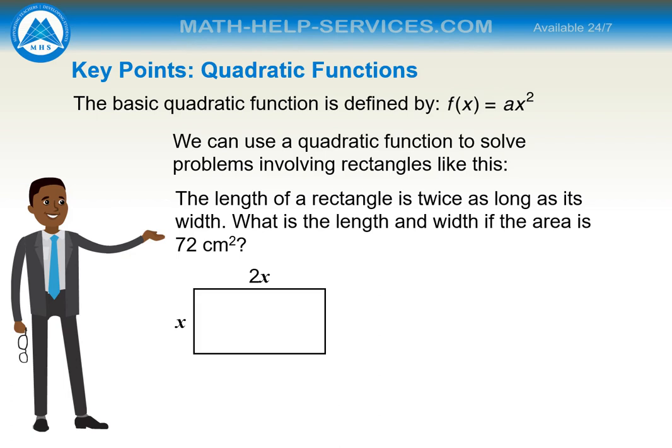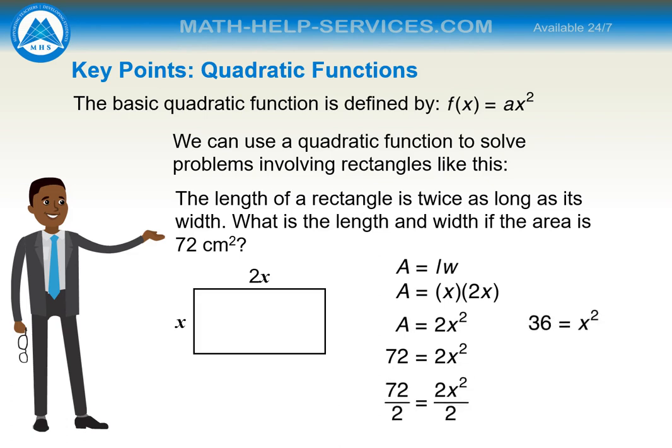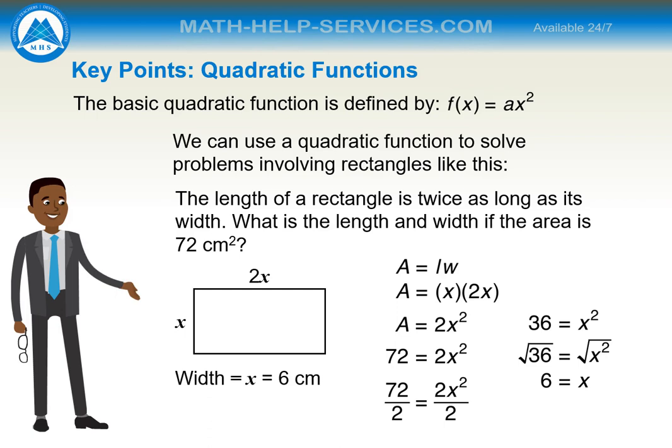Well, let's draw a diagram. If we labeled one side x, the other side would be twice as long, or 2x. We know the area is length times width, so we substitute. Multiplying those together, we know the area is 72, so we'll substitute, divide both sides by 2, and then take the square root, and we see that x is 6. So the width is 6 centimeters. That means the length is 12 centimeters.